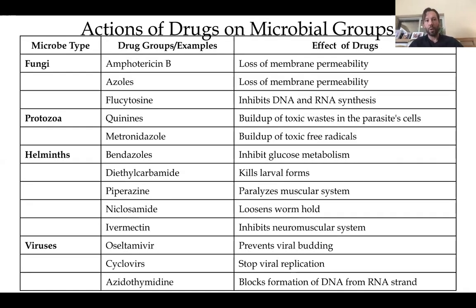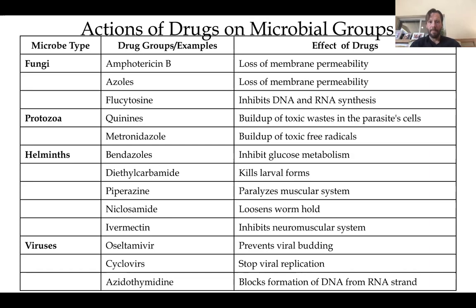That was bacteria. Here's fungi. So amphotericin B is really the most common one. And it, again, tells you how does amphotericin B attack fungi? Well, it causes a loss of membrane permeability. Okay, so the membrane needs to be semi-permeable, right? And so it can't do that. It can't excrete waste. It can't take in nutrients, and the cell eventually dies.